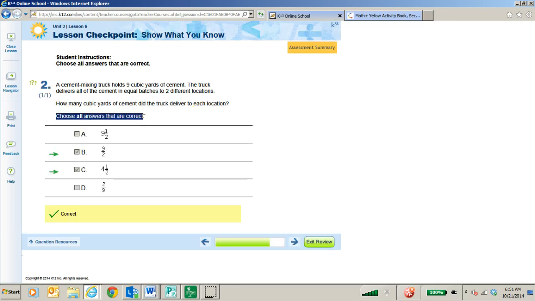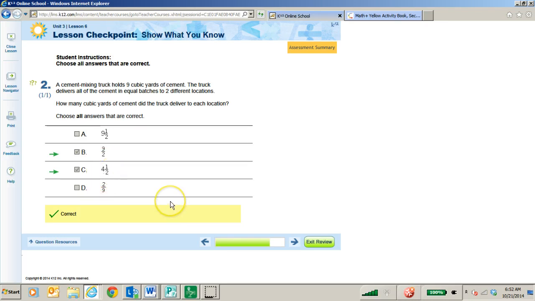We also will come into problems where there may be more than one correct answer. So it says choose all answers that are correct. Here we have a cement truck that holds 9 cubic yards of cement. The truck delivers all of the cement to 2 different locations. So we have 9 divided by 2. It could be written as an improper fraction, but we definitely want to convert that to a mixed number. 9 halves is the same as 4 wholes and 1 half. We would have 2 over 2 plus 2 over 2, 2 over 2, 2 over 2, 4 times to make 4 wholes and then 1 half.